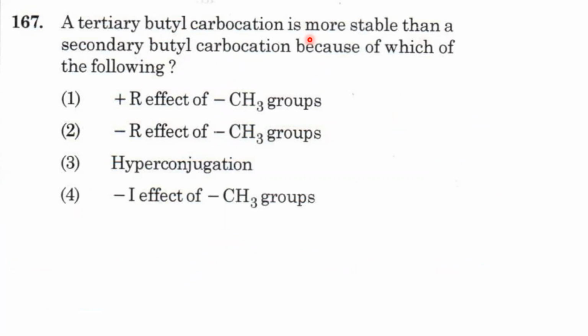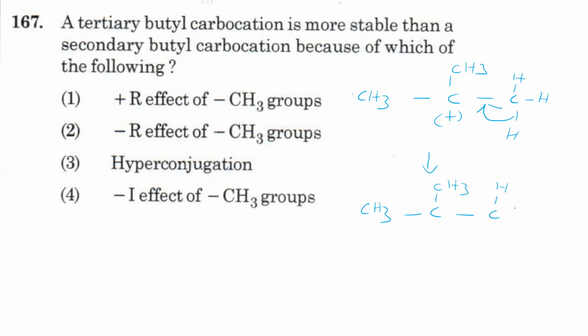A tertiary butyl carbocation is more stable than a secondary butyl carbocation because of which of the following? We take the tertiary butyl carbocation, that is CH3, C plus, with CH3, CH3, and CH3. It is stabilized by hyperconjugation. That hyperconjugative resonance structure we will write: CH2, H plus, with a double bond. So it is called hyperconjugation. How many hyperconjugative resonance structures are there for this carbon?